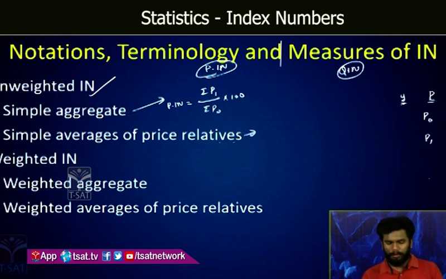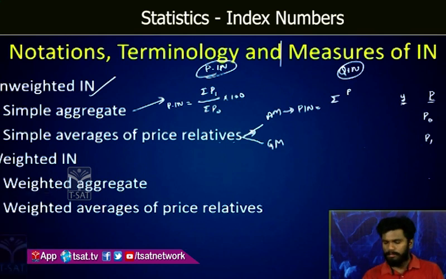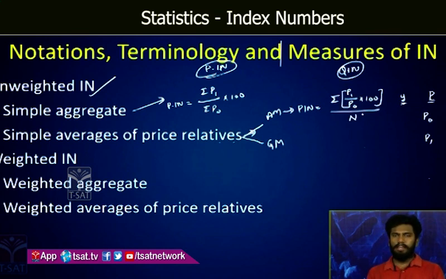Next, simple average of price relatives. Deentlo malli manaki two types unnayi: simple average using arithmetic mean and simple average using geometric mean. The formula for simple average of arithmetic mean is given by: price index number is equal to summation of P1 by P0 into 100, divided by n. n is nothing but the number of values we are considering.